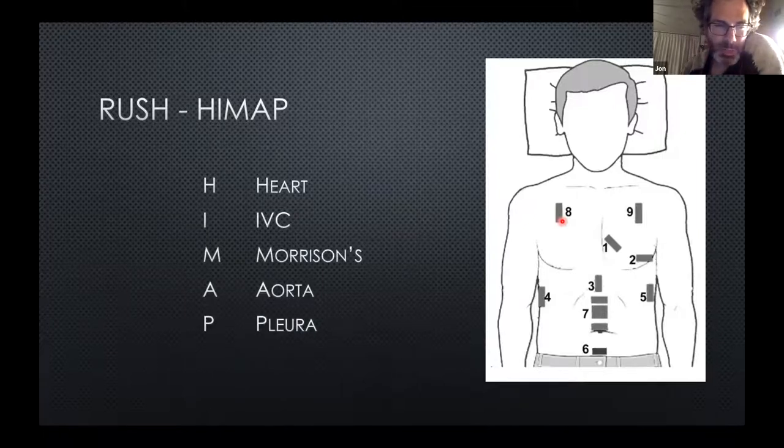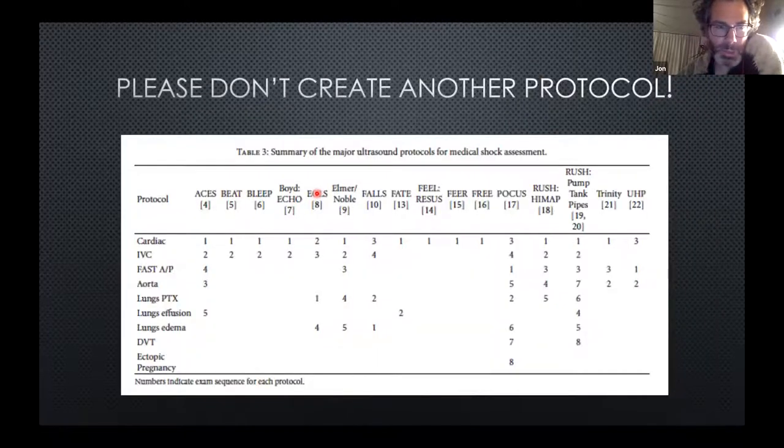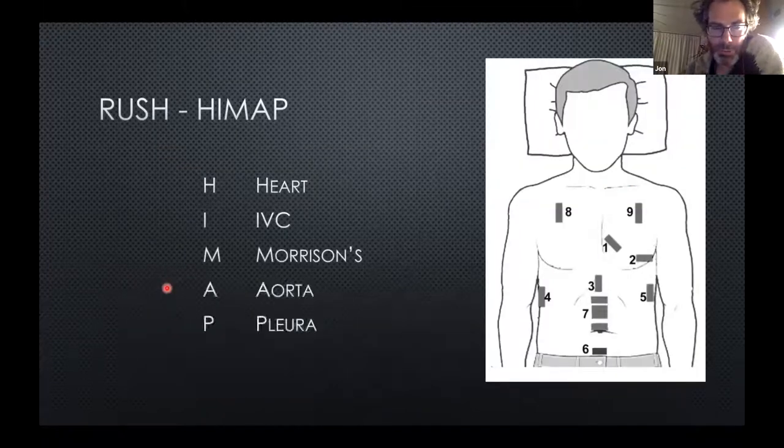It's easy to remember because the idea is you want your patient to have a HIMAP, they're hypotensive. And all those protocols basically look at heart and IVC. Most of them look at lungs, and then it's a variable amount of aorta and FAST and other things. But I think this is a good system because it's got all the main things there. But you don't have to stick to it rigidly. You can adapt it. In this young chap, we weren't so interested in his aorta, for example. But if on the heart view you see some RV dilation, you might add in a DVT scan, for example.